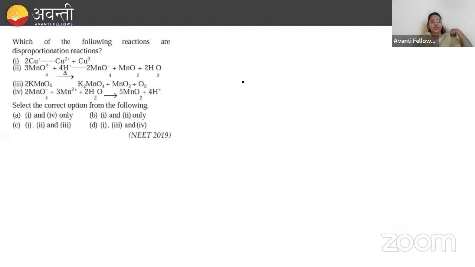Okay, next question. Which of the following reactions are disproportionation reactions? So first of all, what is the meaning of a disproportionation reaction? These are the reactions in which the same element or compound undergoes oxidation as well as reduction simultaneously. Simultaneously, the reduction and oxidation take place in one single element or compound. The oxidation of one element and the reduction of the same element both happen, both processes happen simultaneously. So right now we need to observe the oxidation state of each and every element here.